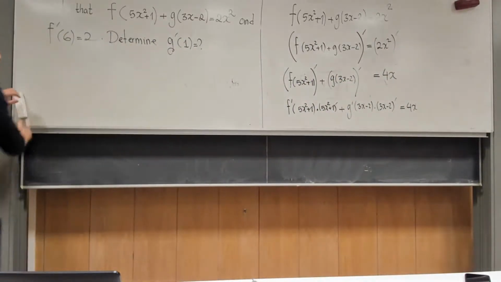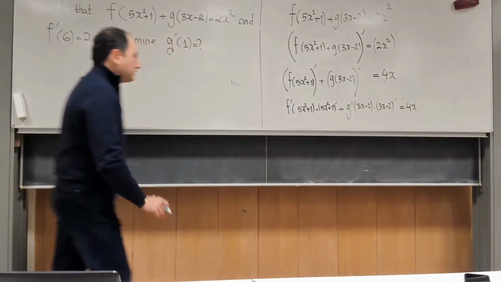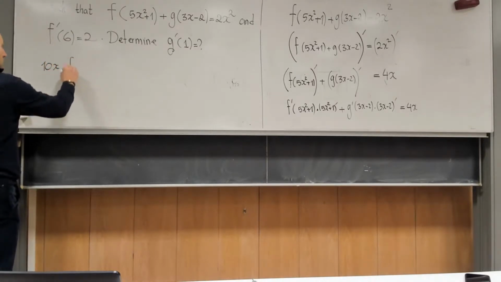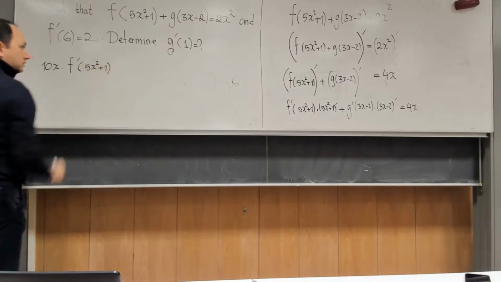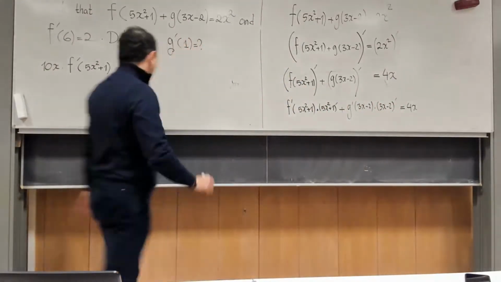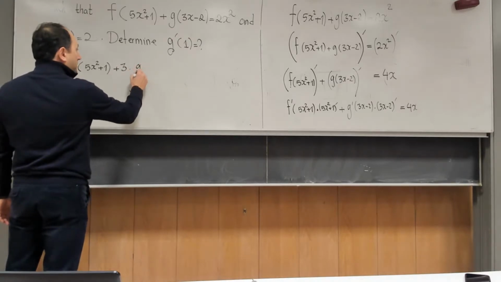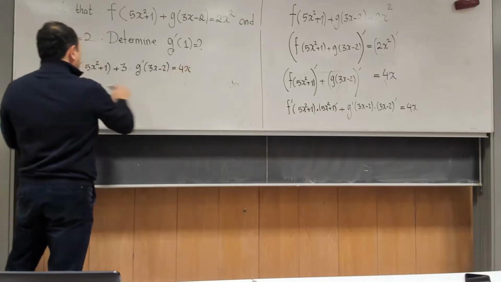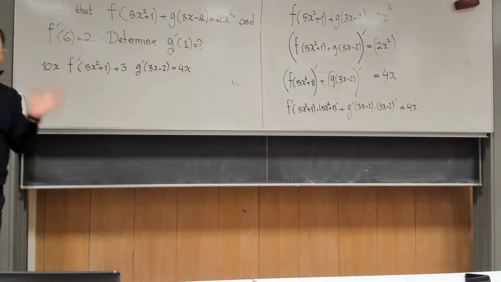So let me continue here because we are near finished. So the derivative of this is simple. What is the derivative of 5x squared? It becomes 10x. So let me write it on the left-hand side if you don't mind. 10x multiplied by f prime of 5x squared plus 1. And then the derivative of 3x minus 2 is just simply 3. Let me write 3 on the left-hand side again. So 3 times g prime of 3x minus 2 is equal to 4x. So this is the correct form of differentiating this equation on both sides.